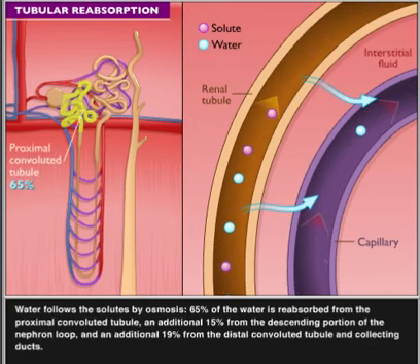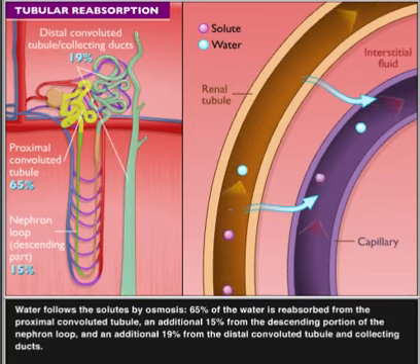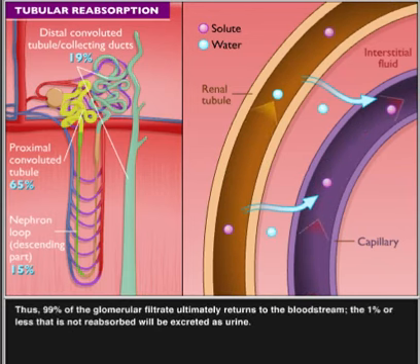65% of the water is reabsorbed from the proximal convoluted tubule. An additional 15% from the descending portion of the nephron loop, and an additional 19% from the distal convoluted tubule and collecting ducts. Thus, 99% of the glomerular filtrate ultimately returns to the bloodstream. The 1% or less that is not reabsorbed will be excreted as urine.